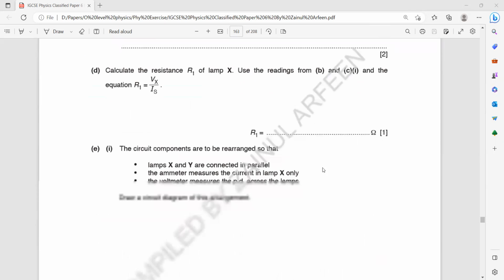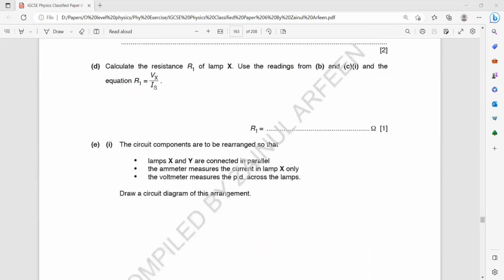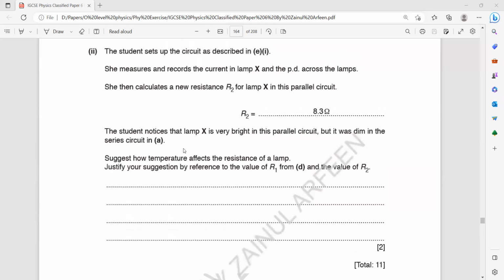What was the value for R1 when we calculated it? It was 3.5 for us. So R1 was 3.5 ohm and R2 is 8.3 ohm. These are the two resistances. And now what's the question? The question is about the student's notes, and this was lamp X.